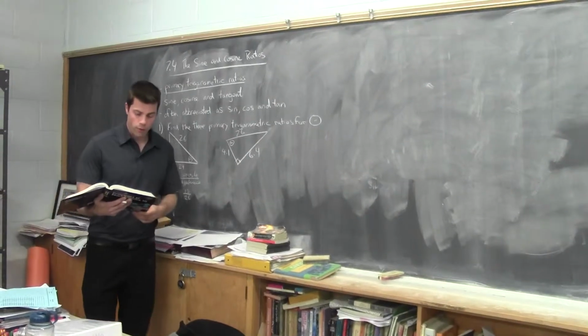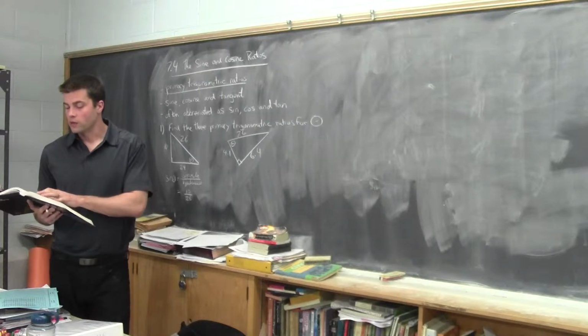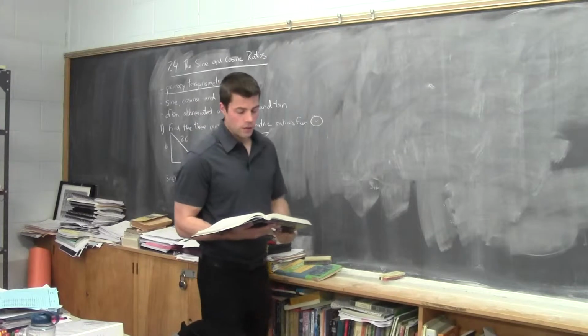This is section 7.4 in your textbook, page 366. We're talking about the sine and cosine ratios. We did learn the tan ratio first.